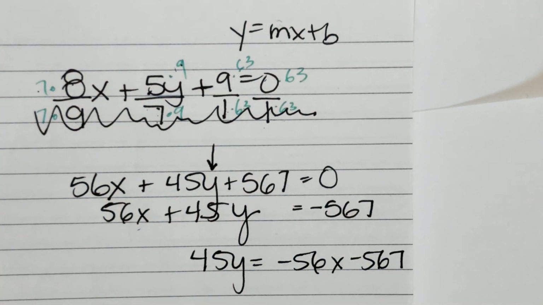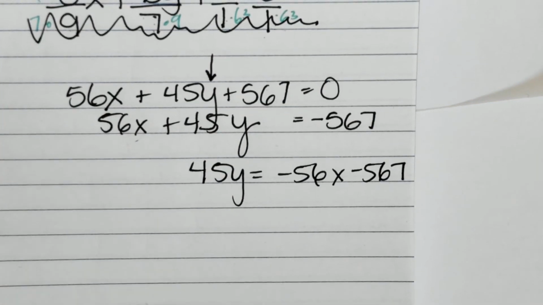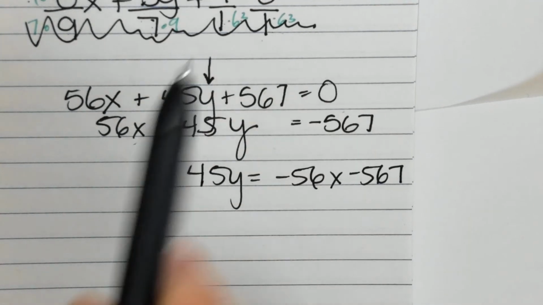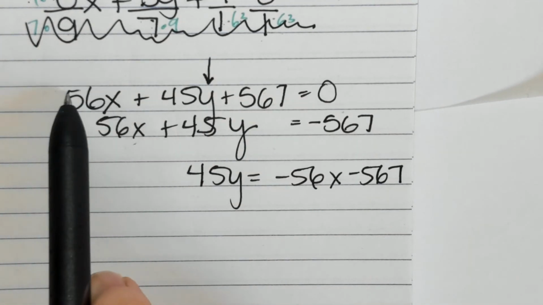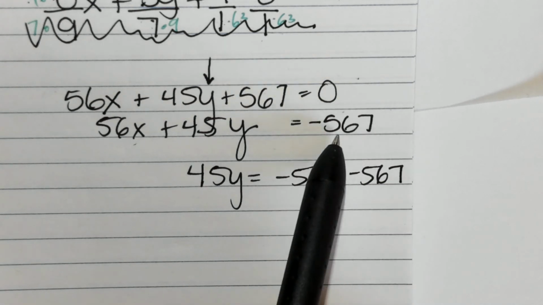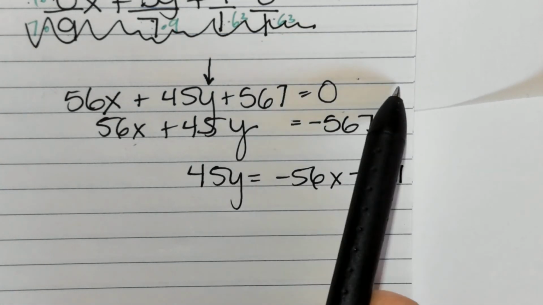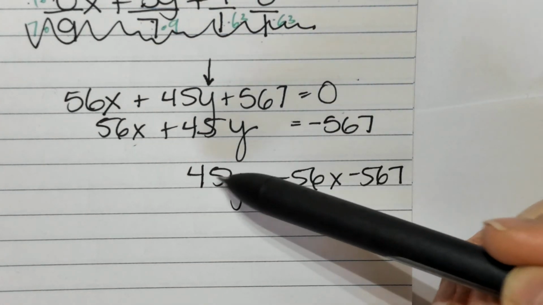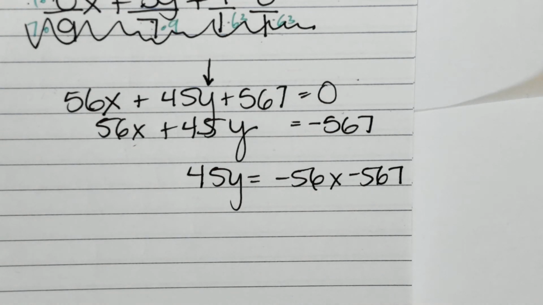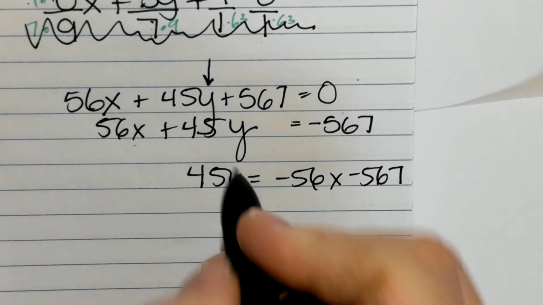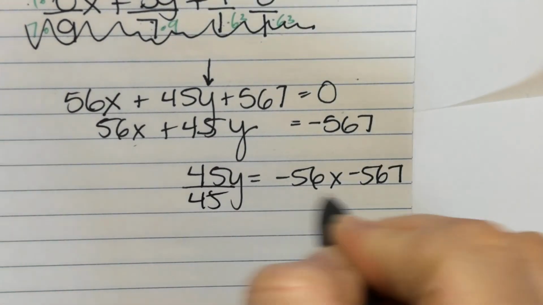Now you can't do that with the 45, and the reason for it is this was done by adding and subtracting. You have a positive here, you're going to move it across, becomes negative. You have a positive, moves across. But here, I'm trying to get rid of a 45 that's stuck by multiplying with the y. Opposite of multiplying is dividing.